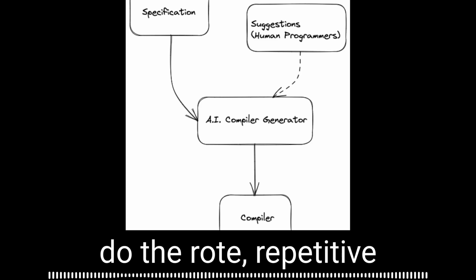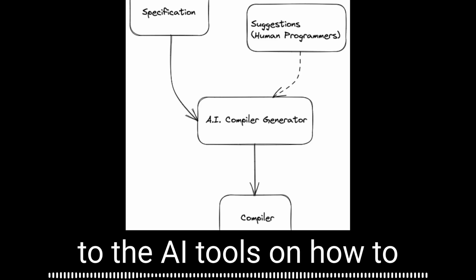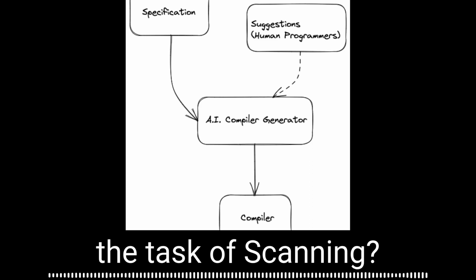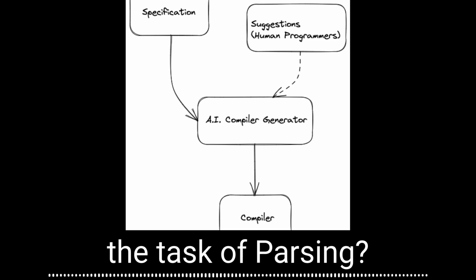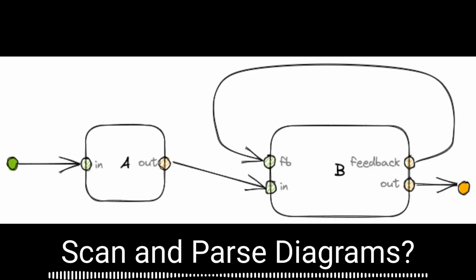Thought. Use AI to do the rote, repetitive work, while we, creative humans, give suggestions to the AI tools on how to approach the problems. Maybe AI could perform the task of scanning. Maybe AI could perform the task of parsing, and so on. Maybe AI could be used to scan and parse diagrams.